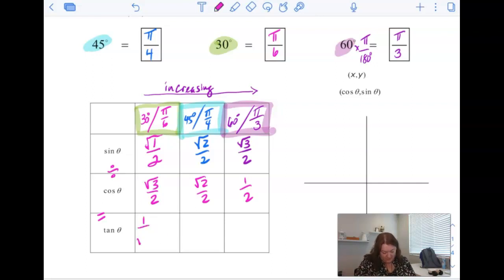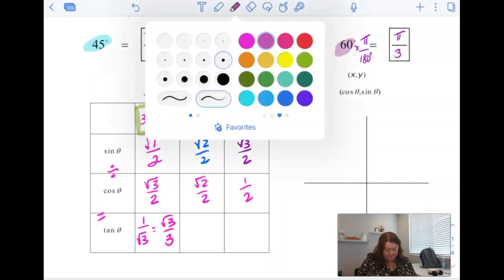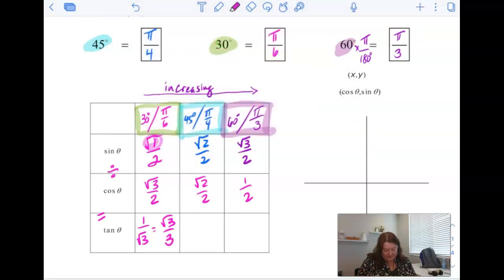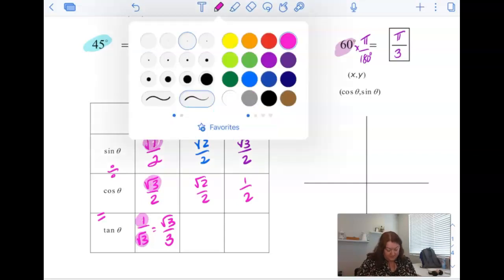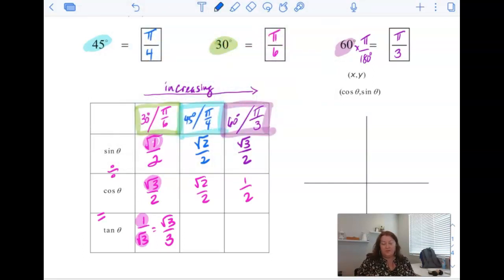So 1 over square root of 3, and if we fix that, it's going to be square root of 3 over 3. And you can see again that this over this becomes here. Okay, and the 2's just end up canceling out. So on to the next one, right? If I have something over itself, that's going to reduce to 1.